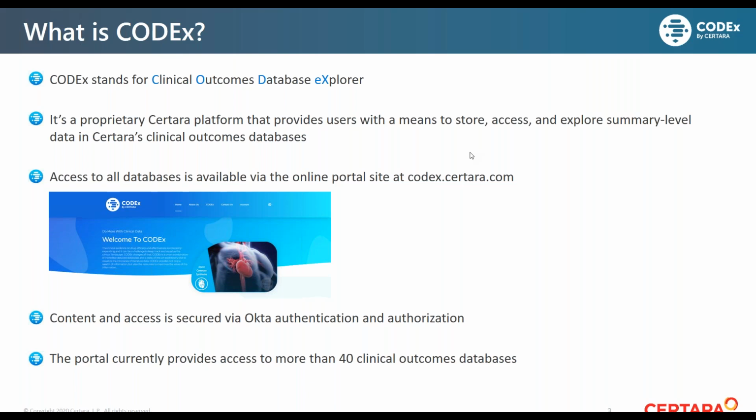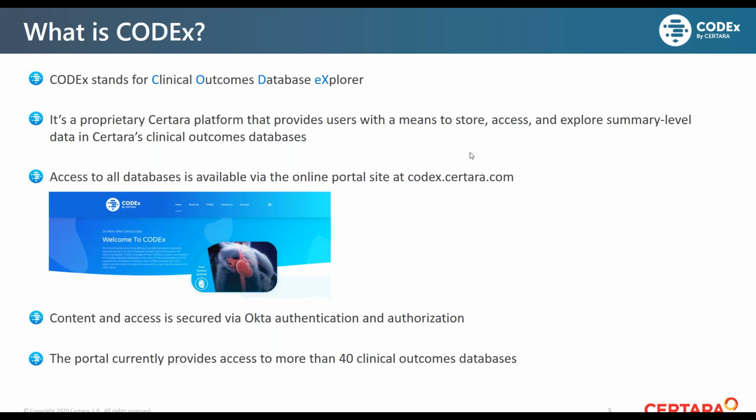The platform provides you with a means to store, access, and explore summary level data that we have in our clinical outcomes databases. And these outcomes databases can be really, really big. Again, in the demo, I'll show you what they look like. But for example, a typical database has around 360 or 370 columns and anywhere between 10,000 and even more than 100,000 rows. So if you get that into your hand, let's say you export it as a flat file and you have to get started with that, it's pretty overwhelming.